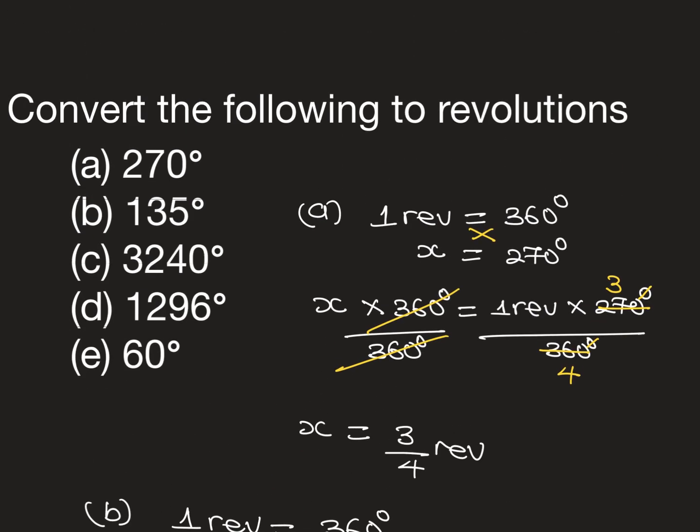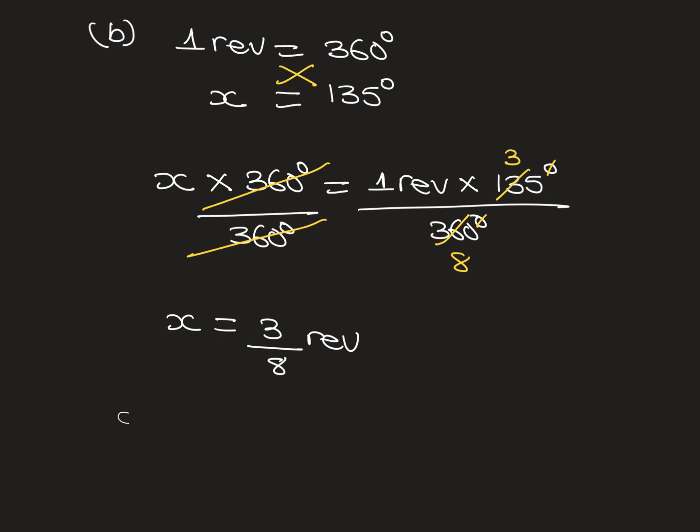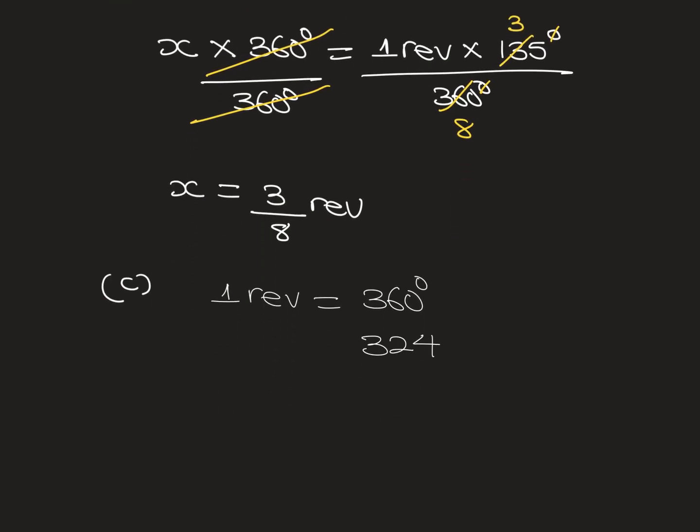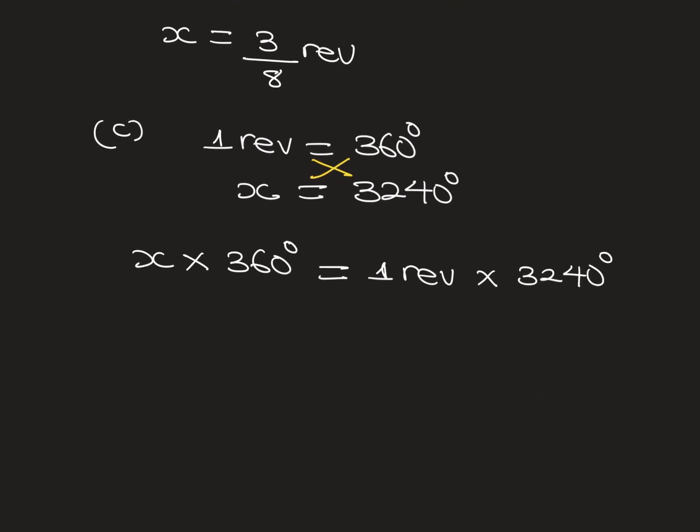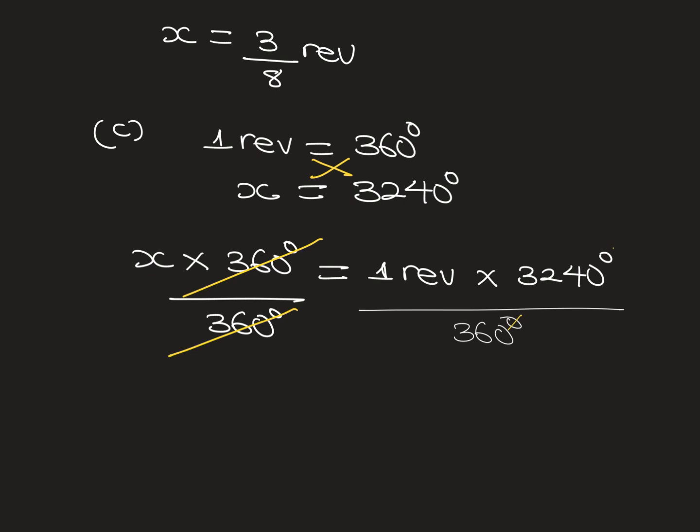Okay? C is 3,240. If 1 revolution is equal to 360 degrees. So 3240 degrees, that should be x. Now we cross multiply. X times 360 degrees is equal to 1 revolution times 3240 degrees. To find x, we divide both sides by 360. So 360 degrees cancels 360 degrees. Degrees here cancels degrees here. 3240 divided by 360. That's 9 times. That is 360 goes once into here is 9 times. So x will be equal to 9 revolutions.